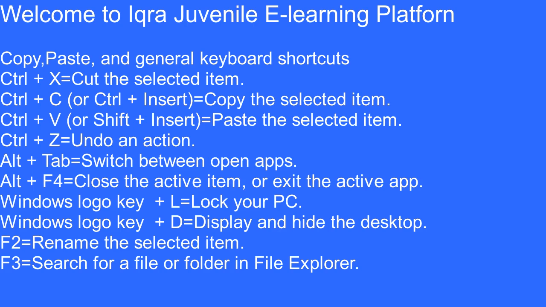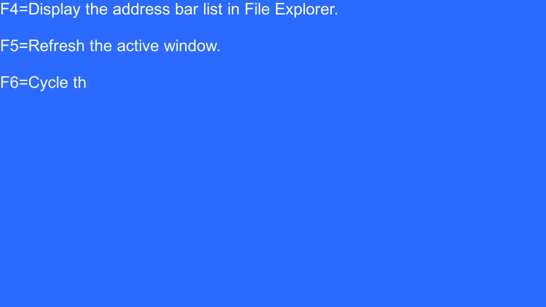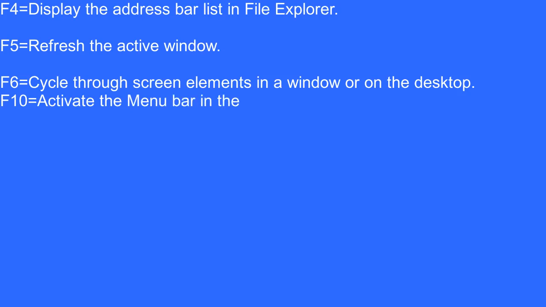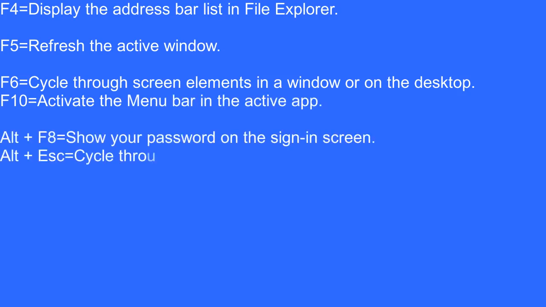F3 equals search for a file or folder in File Explorer. F4 equals display the address bar list in File Explorer. F5 equals refresh the active window. F6 equals cycle through screen elements in a window or on the desktop. F10 equals activate the menu bar in the active app.